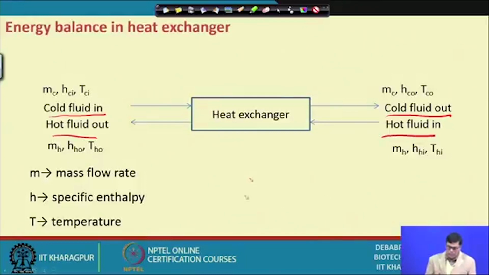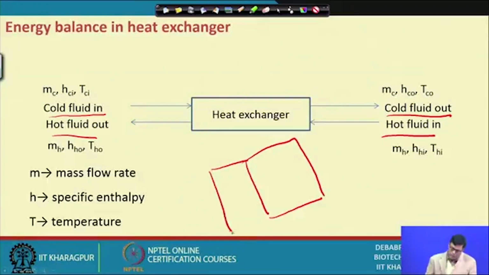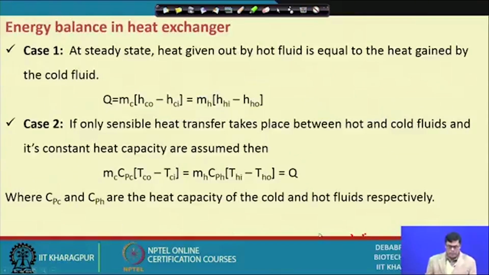Here I can explain a little bit. Suppose we have a plate heat exchanger. In the case of a plate heat exchanger, in one plate we can pass the hot liquid and take out the hot liquid. In another plate we can pass the cold liquid and take out the cold liquid. It is like this.